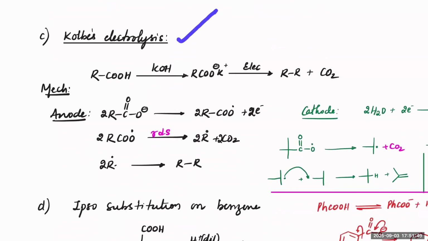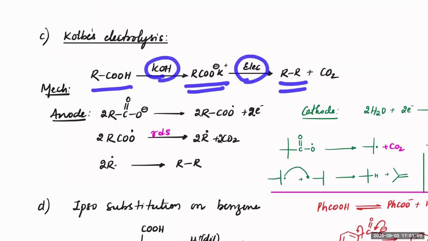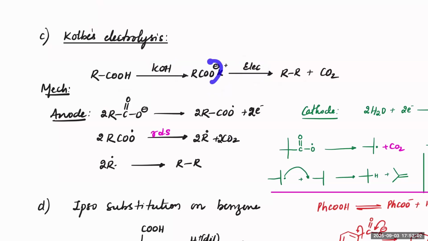Next is Kolbe electrolysis. We have come across this earlier in alkanes. Acids, when you react with KOH, will convert into salt. Salt on electrolysis will convert into a coupling product of R, and carbon dioxide will be removed. So you can see 2 moles of carboxylate at the anode will release 2 moles of electrons, making 2 moles of RCO dot. And this RCO dot will slowly turn into CO2 and come out, and that will be the slow step. And 2 moles of R dot will terminate among themselves to convert into alkanes.